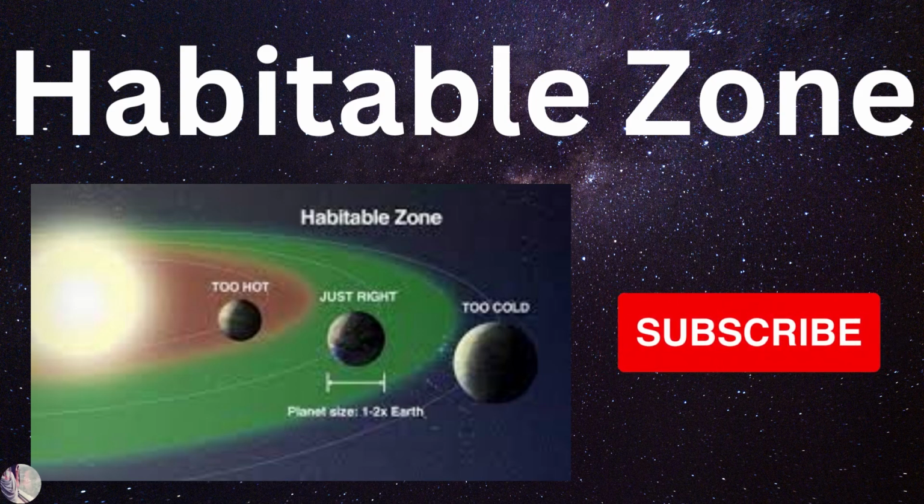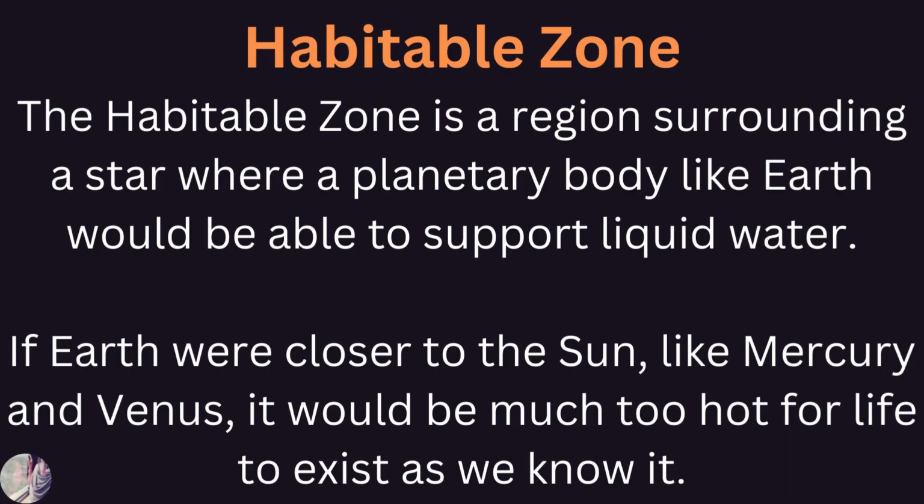Students, in today's lecture we will discuss the habitable zone. The habitable zone is a region surrounding a star where a planetary body like Earth would be able to support liquid water. If Earth were close to the Sun like Mercury and Venus, it would be much too hot for life to exist as we know it.